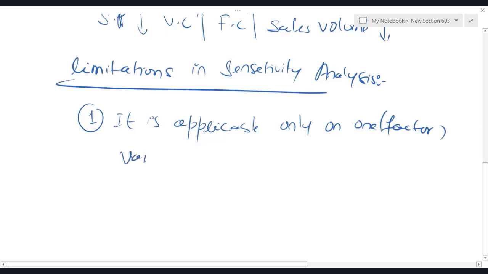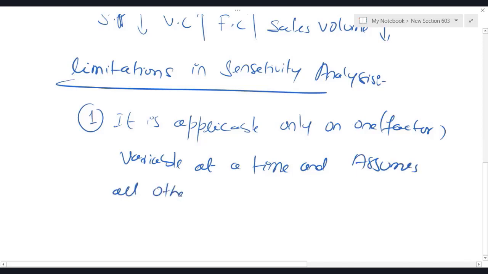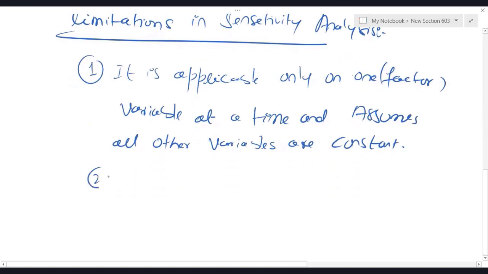You can say one variable at a time and assumes all other variables are constant. All other variables are constant. Obviously, this does not happen.